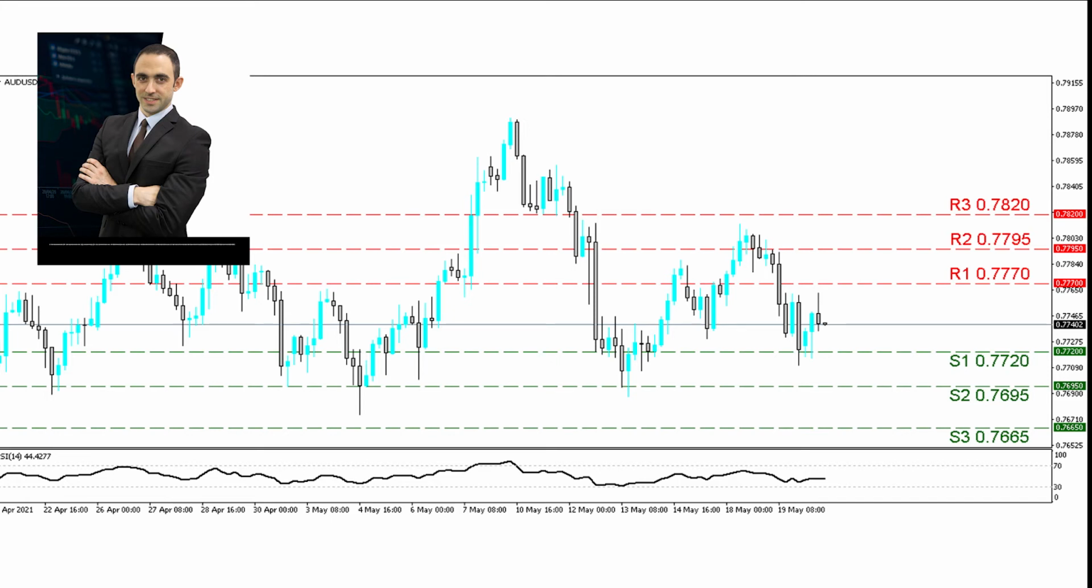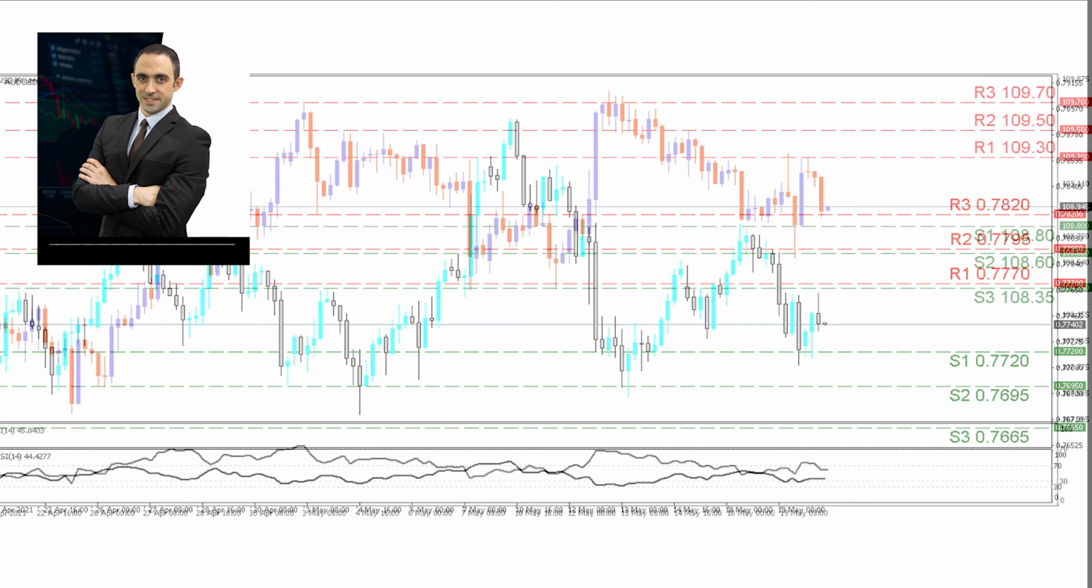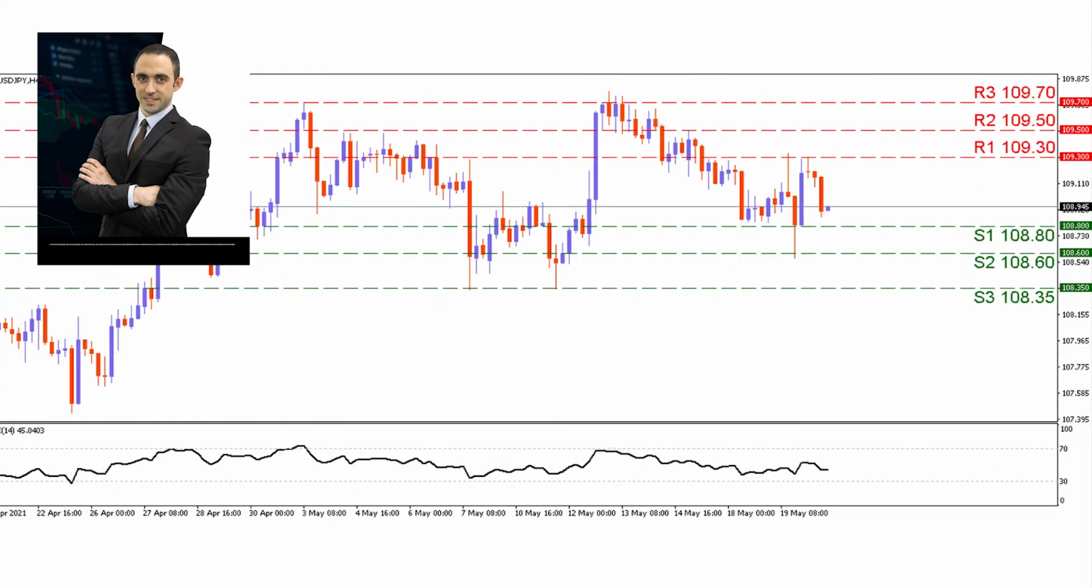The Australian employment data for April released today sent out some mixed signals, as the employment change figure dropped while the unemployment rate improved, moving lower. We expect Aussie traders to keep an eye out tomorrow for the release of Australia's preliminary PMIs for May. Moving to our final chart, please note this is USDJPY for our chart.